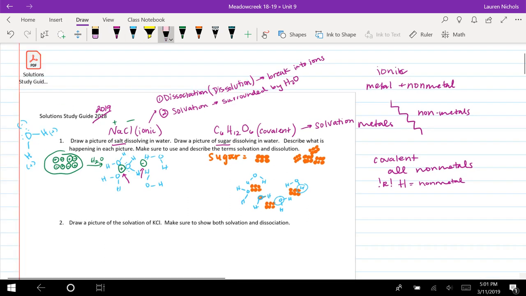The thing is that these sugars all separate from each other and they're surrounded by water. But they are not breaking up. You don't see all of the little orange circles.